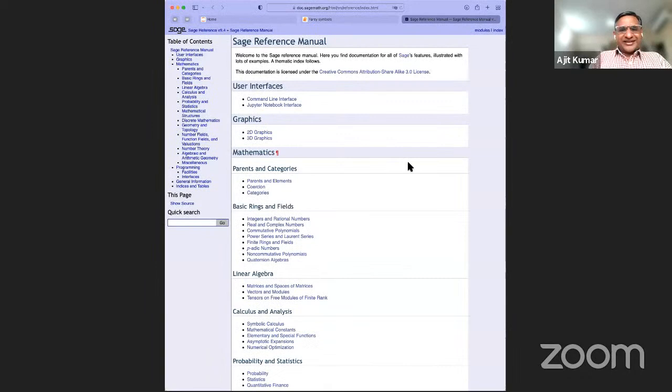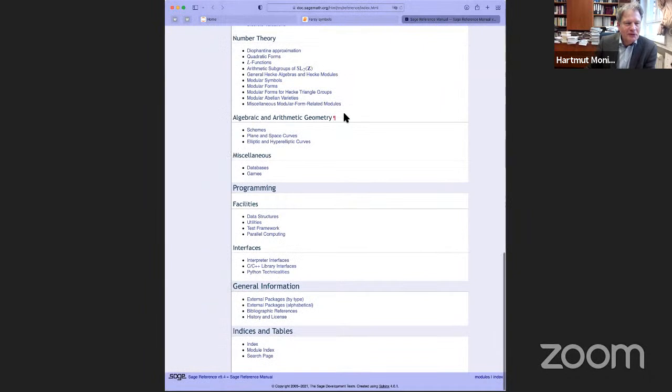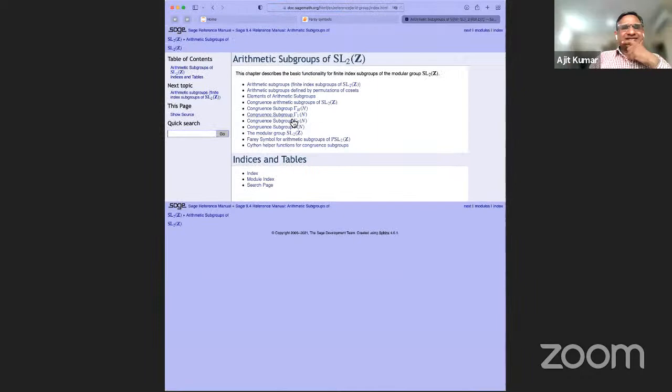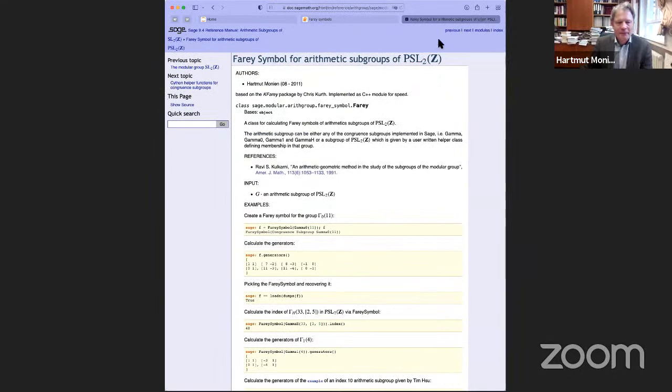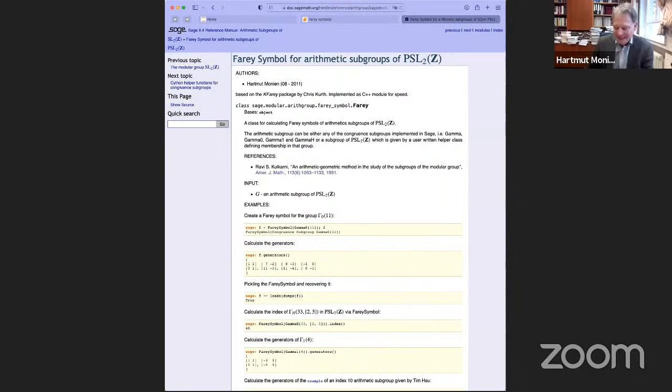Good. So if you want to start with Sage, basically you should start with a reference manual. And what I'm going to talk about today is basically a little introduction to what is written here: arithmetic subgroups of SL2Z, and then about the Farey symbols, and basically that's it. In fact, recently we also published one book on group theory with Sage Math. So that's a basic introductory book.